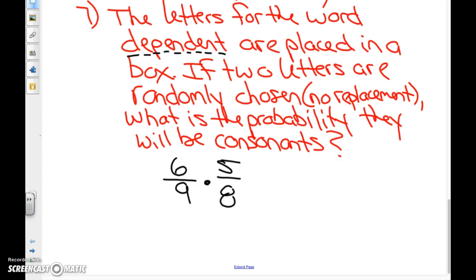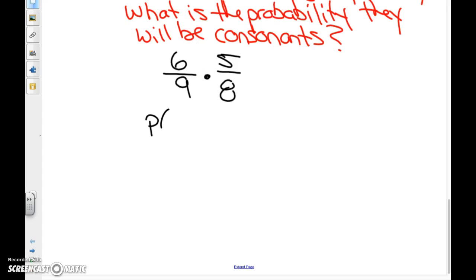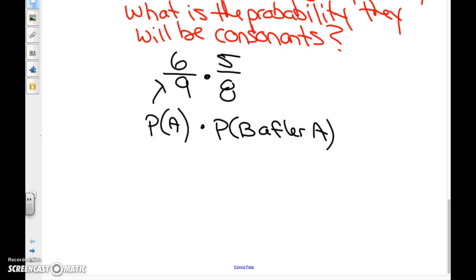So just to be clear, the probability of A was 6/9, and the probability of B after A takes place, and the fact that we lost a letter, one of the 9, and we lost a consonant, one of the 6, we are now at 5, and we are now at 8. So do your math. What is 6/9 times 5/8?